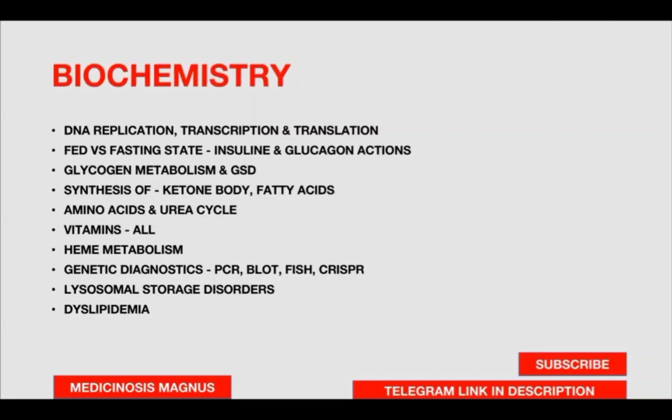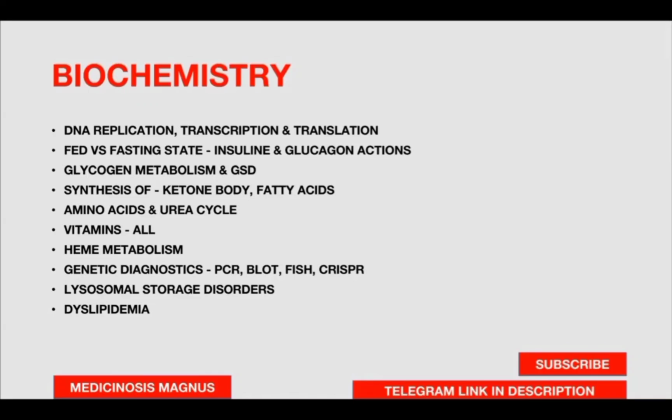In biochemistry, DNA replication, transcription and translation, fed versus fasting state, the insulin and glucagon actions. Make sure you also know what pathways occur in anabolic state and what pathways occur in catabolic state. Glycogen metabolism and glycogen storage diseases, synthesis of ketone body and fatty acids, amino acids and urea cycle, all the vitamins and diseases is very important.